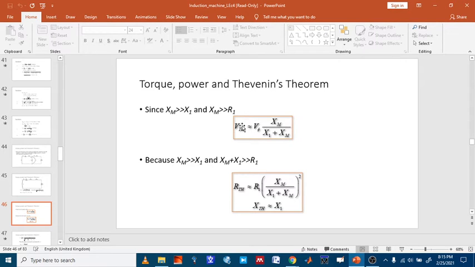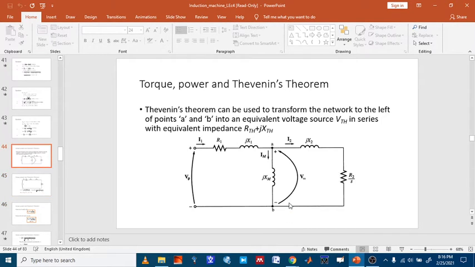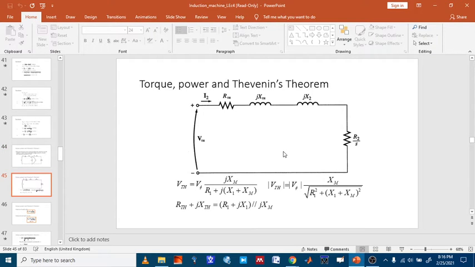And VTH is further reduced to this. So this is the equivalent circuit for the formula of VTH. Keep this in mind. RTH is directly proportional to this equation. The same thing applies to XTH, which is approximately equal to X1. You get it? So this is the overall equivalent circuit of the induction machine after using Thevenin's theory.